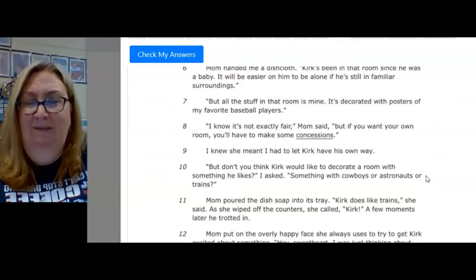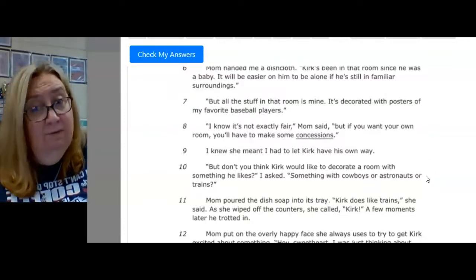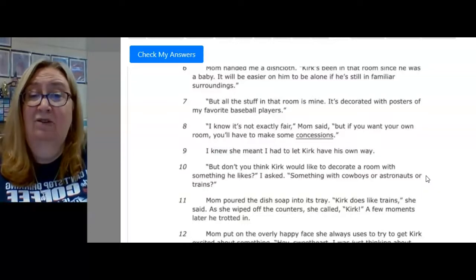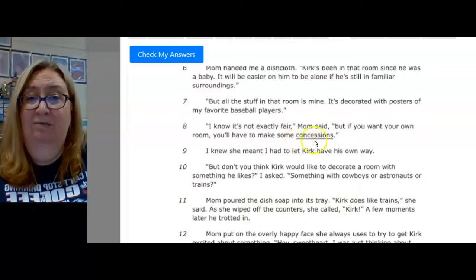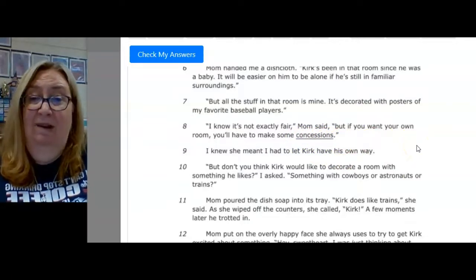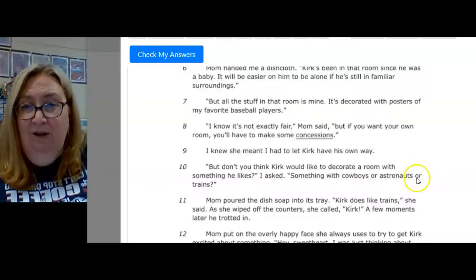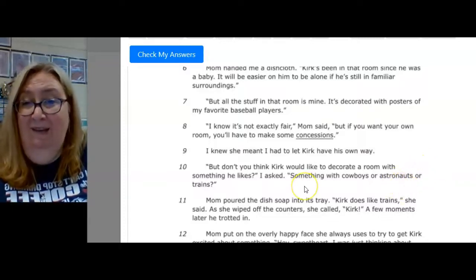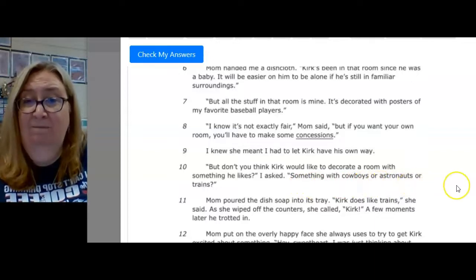"I know it's not exactly fair," Mom said, "but if you want your own room, you'll have to make some concessions." So notice that this word is underlined. That will be important later. I knew she meant I had to let Kirk have his own way. "But don't you think Kirk would like to decorate a room with something he likes?" I asked. "Something with cowboys or astronauts or trains?"